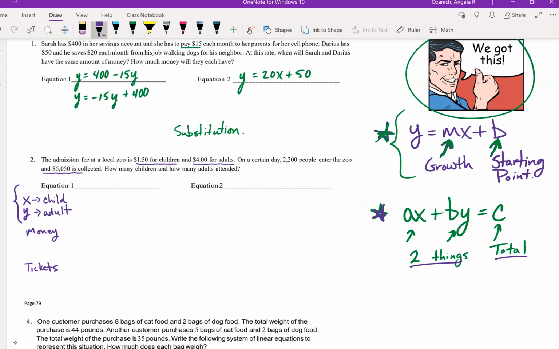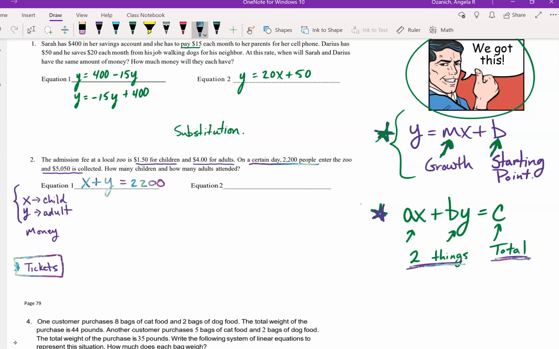How many tickets total? It says on a certain day, this is an interesting piece of information we didn't underline the first time, 2,200 people. Two things and a total. Adults and kids and a total. So let's think about just total tickets. We're going to have the child tickets plus the adult tickets equal to 2,200. So that's an equation that only has to do with tickets.